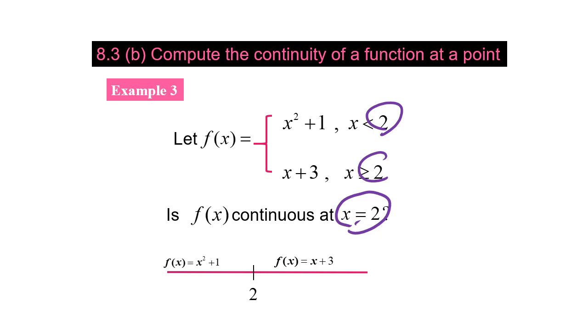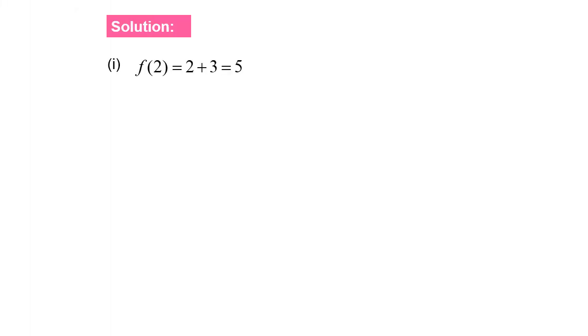To check whether f(x) is continuous or not, we have to check all these three conditions. What is the first condition? We need to check the value of f(2). Now x is equal to 2, right? We want to check the continuity when x equal to 2. So f(2) is equal to, we can choose which function. The second function. Why? Because it's x more than or equal to 2. So the function is x plus 3. So 2 plus 3 is equal to 5.